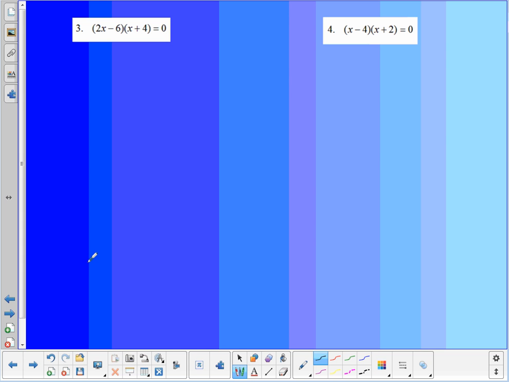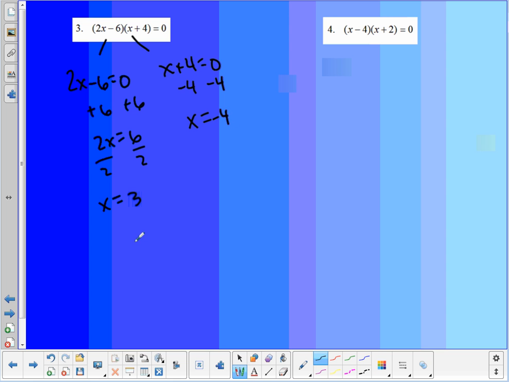In number 3, I have 2x minus 6 times x plus 4 is equal to 0. Split them apart. So 2x minus 6 equaling 0, add 6 to both sides, and I have 2x is equal to 6, and divide by 2, x equals 3. If I split this other one, x plus 4 equals 0, subtract your 4, and you've got x is equal to negative 4. So my two solutions are negative 4, 3.